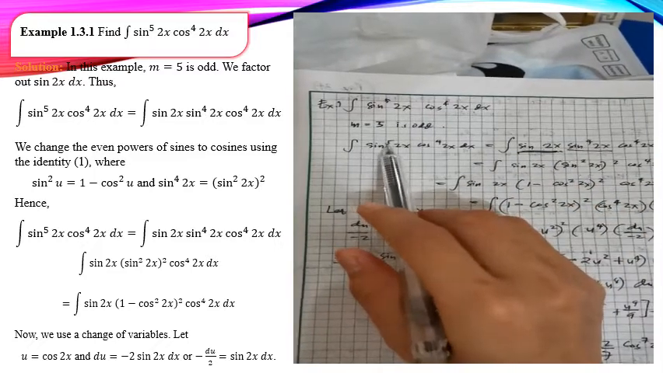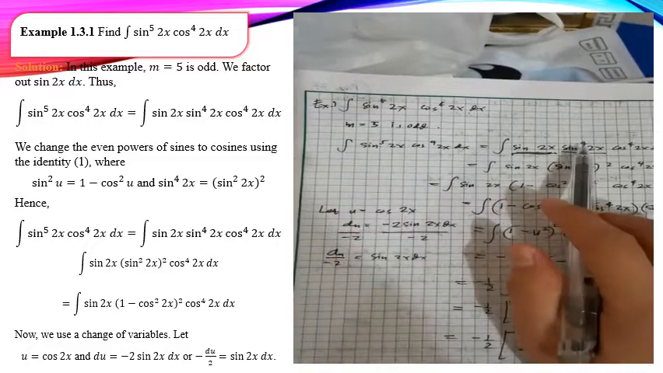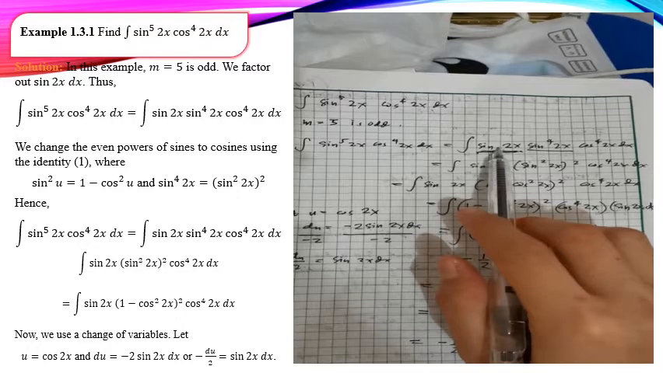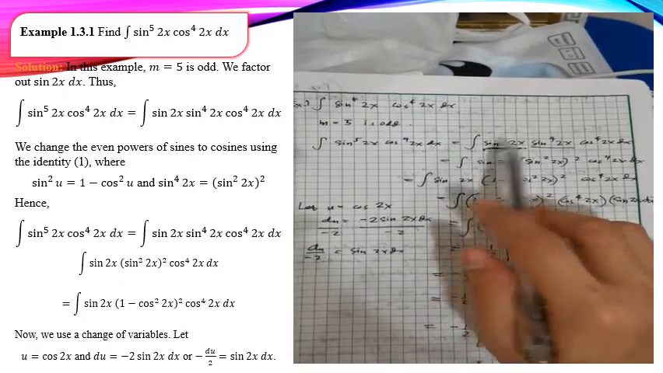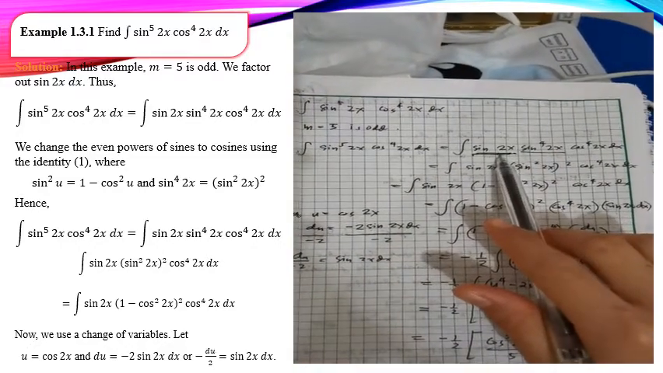Magbabawas lang tayo ng isa dito. So, kumbaga, 5 minus 1 is equal to 4. Di ba 4 na lang yung natira, and then eto yung binawas natin. So, para mas hindi tayo malito, unahin nating isulat yung binawas natin na term. Okay, so eto yung binawas natin, eto yung remaining.